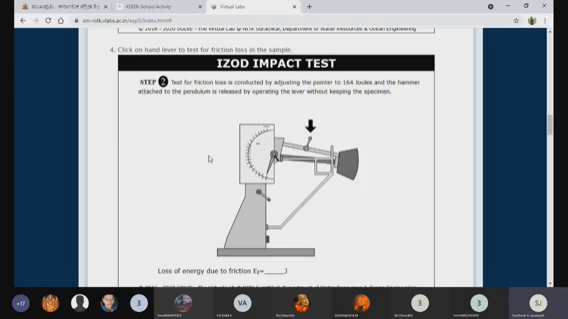Now coming to the second step. Friction loss is determined by adjusting the pointer at 164 joules, with the hammer attached to the pendulum raised by operating the lever without keeping the specimen. Without the specimen, this shows 4 joules. After keeping the specimen, just release it. Suppose that shows 10 joules. Now 10 minus 4, the exact or accurate energy absorbed by the material will be 6. So you make sure of this calibration or friction losses.